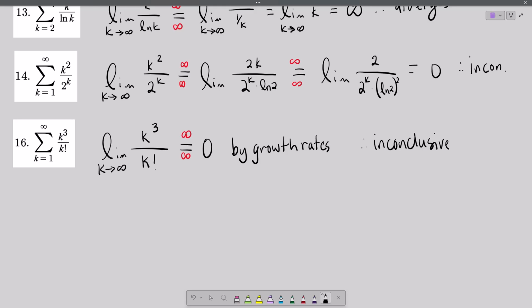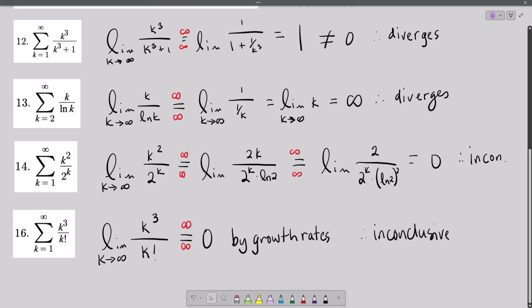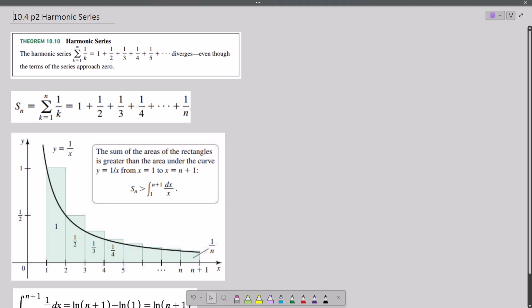So divergence tests can find divergence if the limit's not 0. But if the limit is 0, then who knows? Got to dig deeper. And that's what we're doing now. We're digging deeper. So the harmonic series. Harmonic series is that thing up there that we've already talked about a bunch.